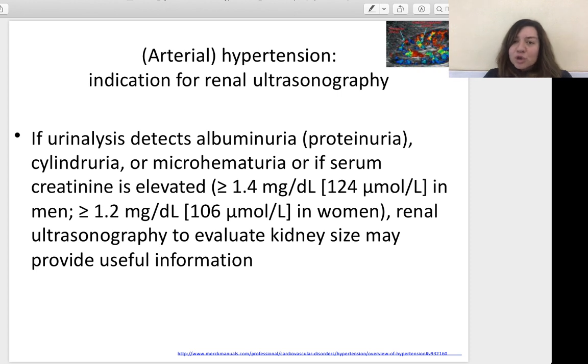Please repeat the neurological evaluation of the patient, because most hypertensive patients will have problems with their neurological status. And for today that's all.